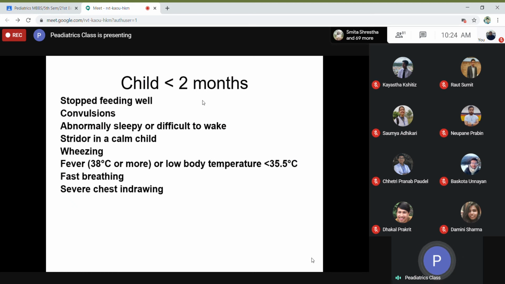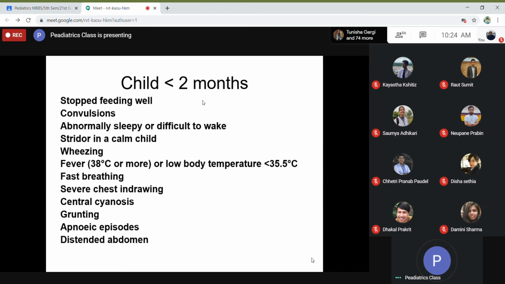Sick child: if the infant is below 2 months of age and stops feeding, if there is convulsion, abnormally sleepy or difficult to wake up, the infant is having wheezing, stridor, fever, fast breathing, severe chest indrawing, central cyanosis, the child is grunting, apneic episode is there. Apnea is defined as cessation of respiration for more than 20 seconds, or if it is less than 20 seconds, it's associated with cyanosis and bradycardia. Distension of abdomen is there. These are all symptoms and signs of severe illness, basically in below 2 months of age.